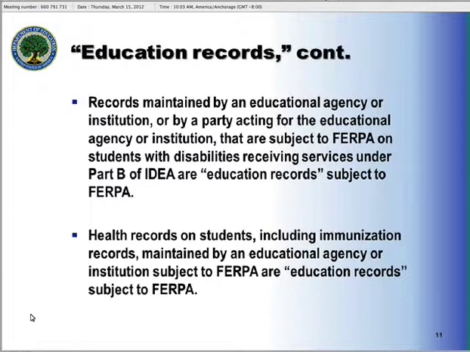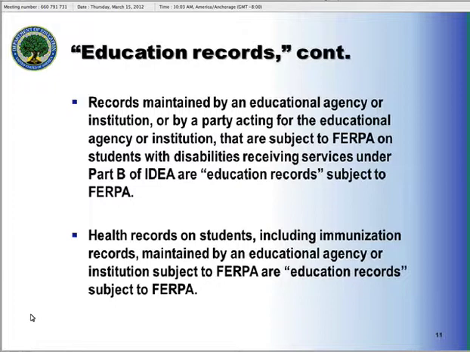And as always, we remind school officials, just in case there is any misunderstanding on their part, that records maintained by a school subject to FERPA on a student with a disability receiving services under Part B of IDEA are education records subject to FERPA. And also, this is important to understand too, health records on non-eligible students maintained by a school subject to FERPA are education records subject to FERPA.